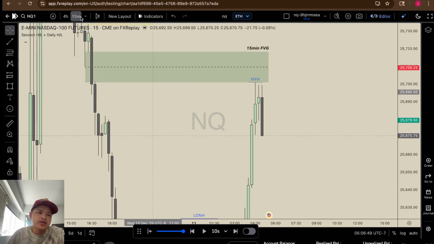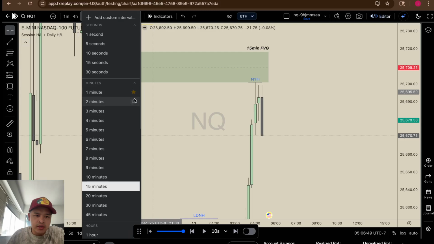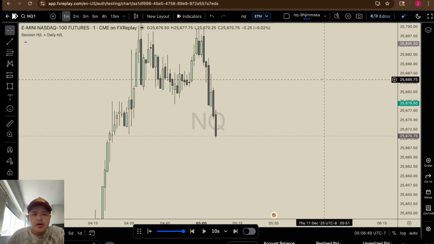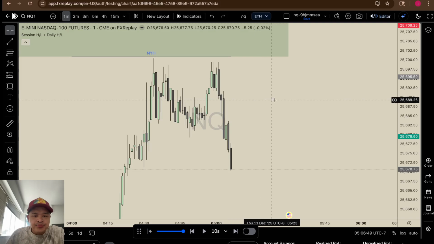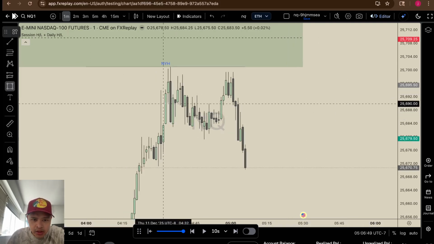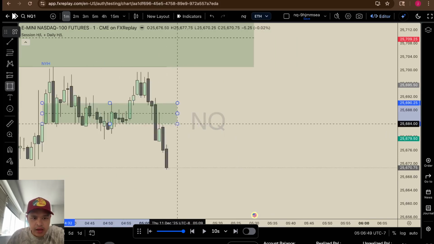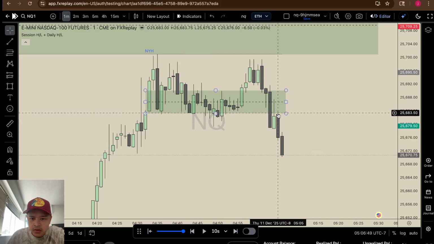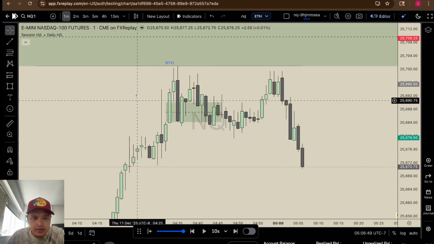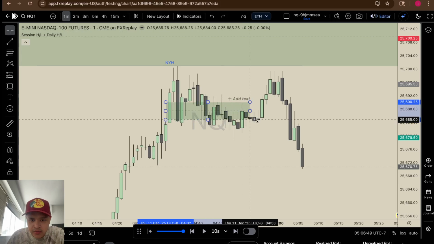Now we're going to zoom in. The first thing we're going to zoom into is the 1 minute. Okay, cool. In the 1-minute chart, you see we have our inversion. We have our inversion fair value gap. Got inverse, so we do have an inversion.